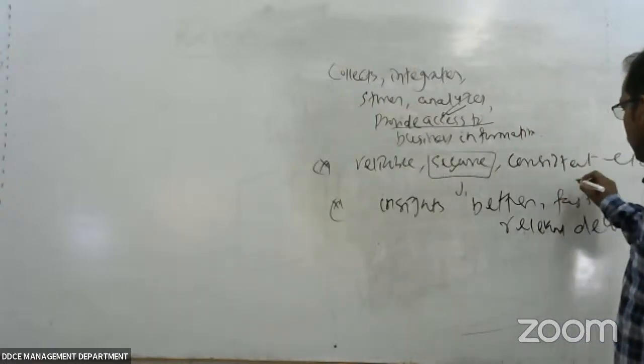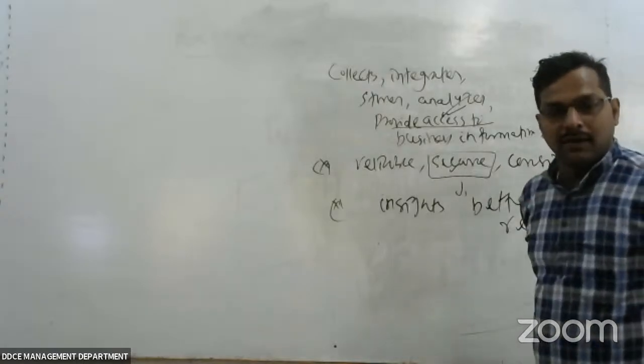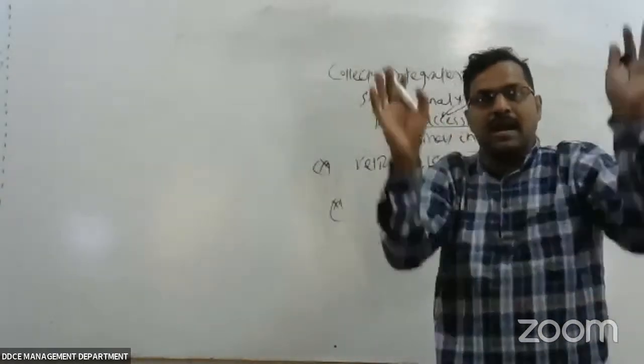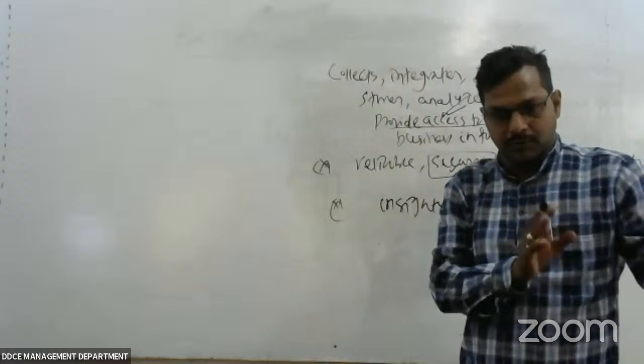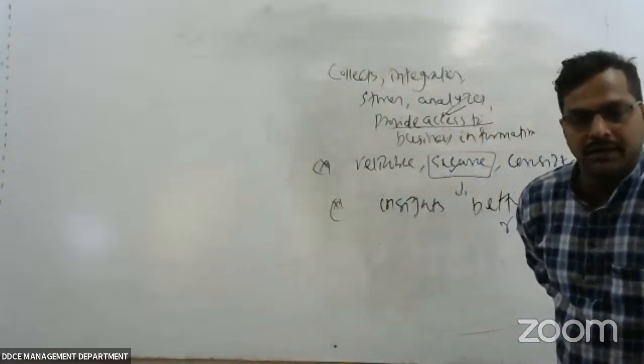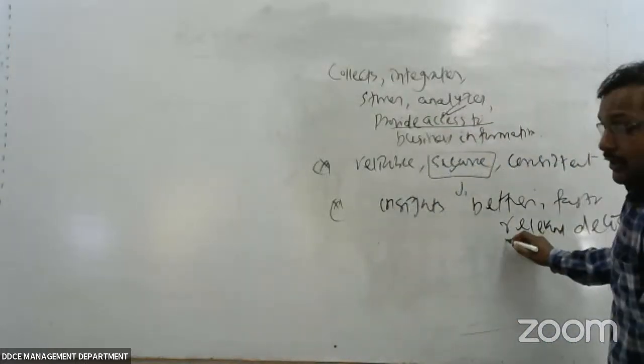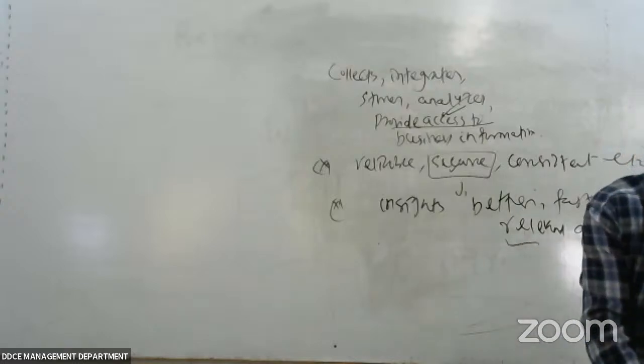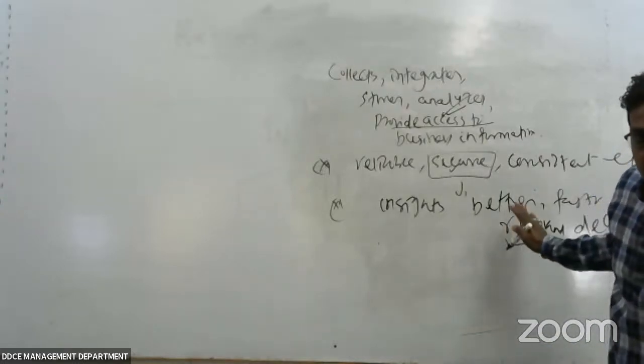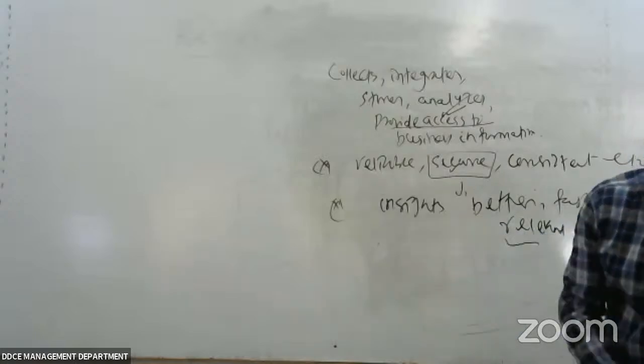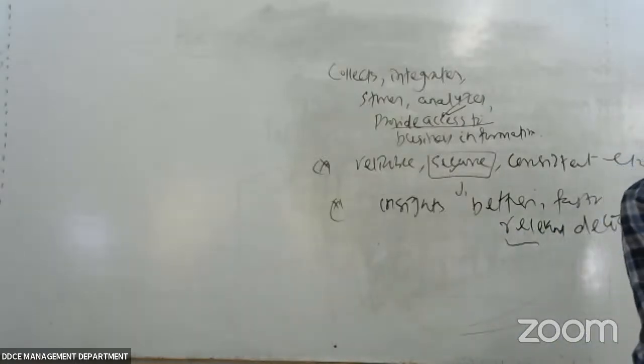So that is the better, faster, and relevant decision, because a fact-based system is already present. So from that we have to derive our decisions. So that is a better, faster, and relevant decision, which is also required. So next is the benefits of PIS.